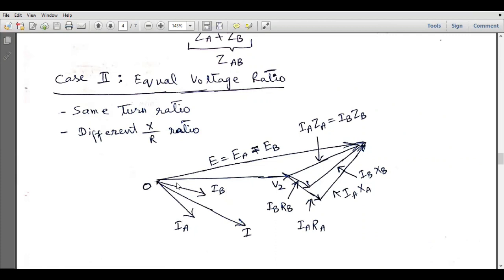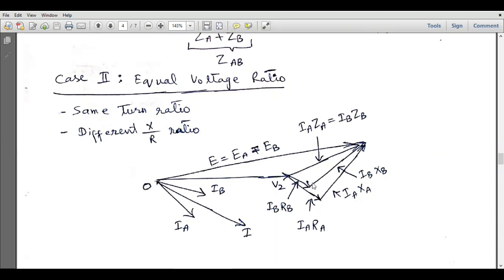This is IB, and in parallel with IB there will be IBRB. Similarly, this is IA, so IARA will be in parallel with this vector IA. Their magnitudes will be slightly different, and their phases will also be different. Now at an angle of 90 degrees there will be IBXB, so this is IBXB and this is IBRB, and at an angle of 90 degrees this will be IAXA. So this is IARA, this is IAXA, this is IBRB, and this is IBXB.